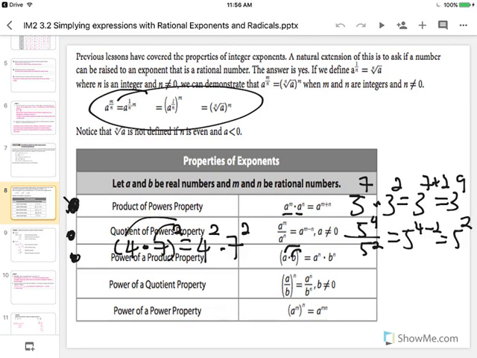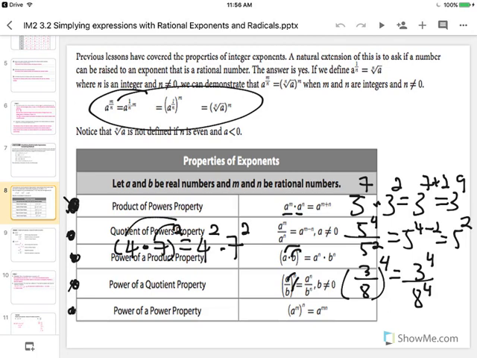Right? And property number 4 is called power of a quotient property. So similar to property 3, we have a divided by b raised to the n power. So it's equal to a to the n over b to the n. So then you need to distribute that n into every one of those. Right? So let's say, for example, we have 3 over 8 raised to the 4th power will give us 3 to the 4th power over 8 to the 4th power.